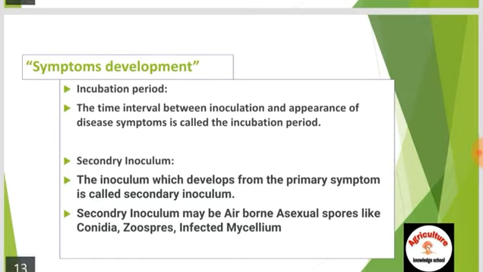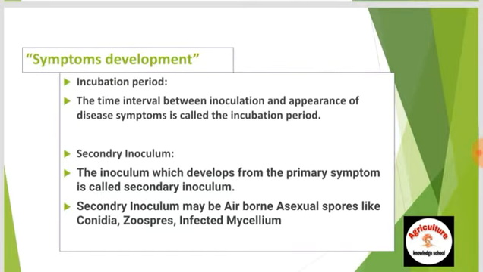Symptom development. So, incubation period. What is the incubation period? The time interval between inoculation and appearance of disease symptoms is called the incubation period. And from the incubation period, secondary inoculum is made. So what is the secondary inoculum? The secondary inoculum which develops from the primary symptoms is called secondary inoculum. And secondary inoculum may be airborne asexual spores like conidia, zoospores, or infected mycelium.